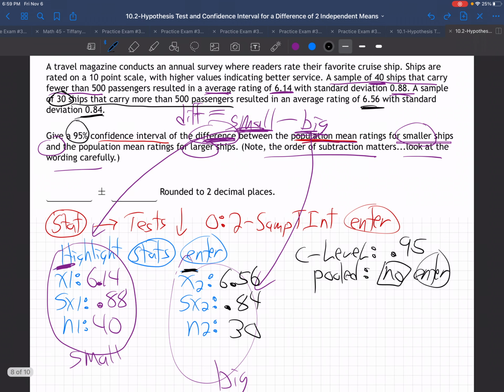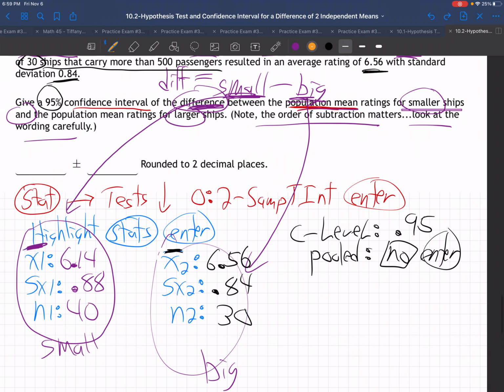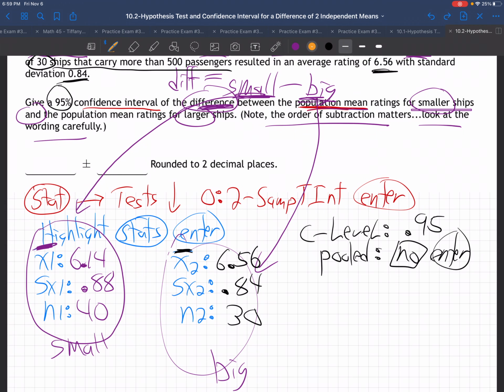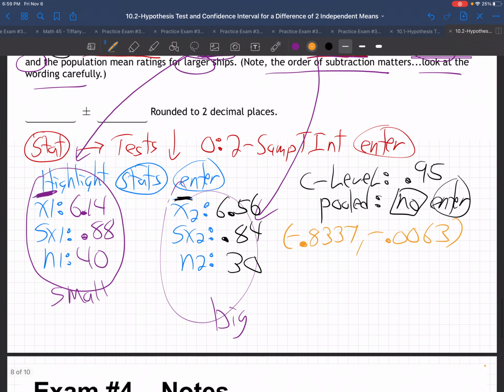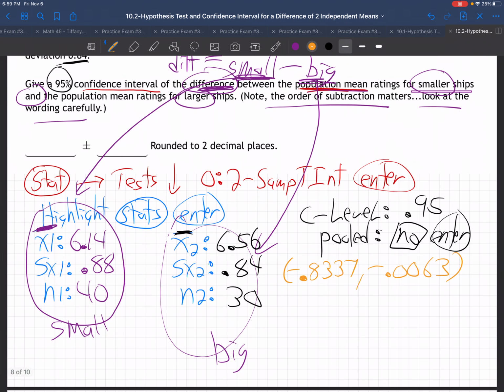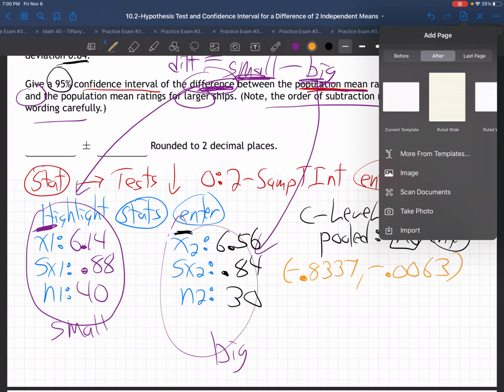All right, and so here's the answer I'm getting. I'm getting an answer, which is probably a little confusing. It says parenthesis negative 0.8337 to negative 0.0063. Now, what does that mean? Let me help with that. That really means, add a page here to make it more clear.